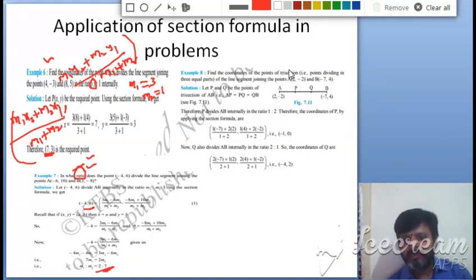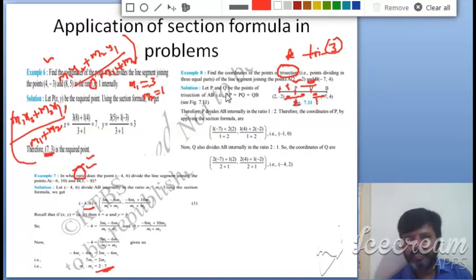Moving to the next question, in this question they have used the word trisection. Trisection means dividing the line into 3 parts. Tri means 3. This line segment is made into 3 parts: 1, 2, 3. In fact, 3 equal parts. So in making these 3 points, we have made the points P and Q. Now our target is to find the coordinates of P and Q. To find P, this line segment is divided in the ratio 1 is to 2. To find Q, it is dividing the line segment in the ratio 2 is to 1.